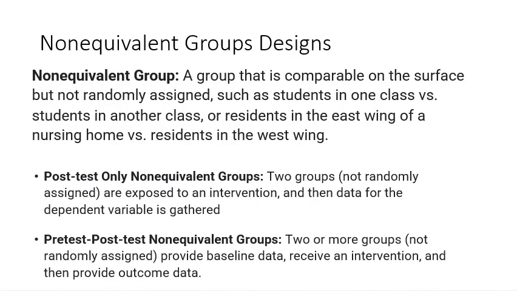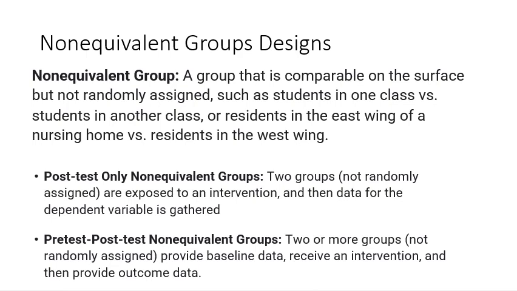So what is a non-equivalent group design? A group that is comparable on the surface but not randomly assigned, such as students in one class versus students in another class, or residents in the east wing of a nursing home versus residents in the west wing.